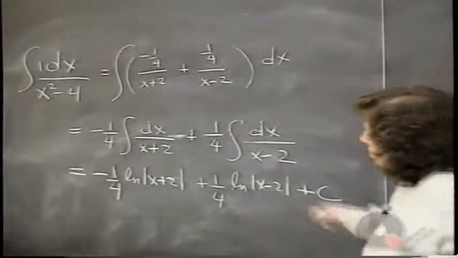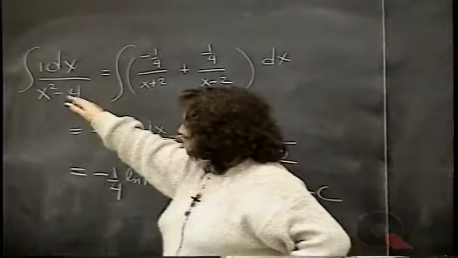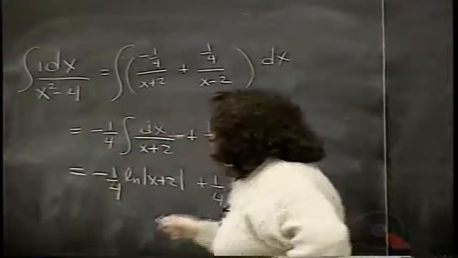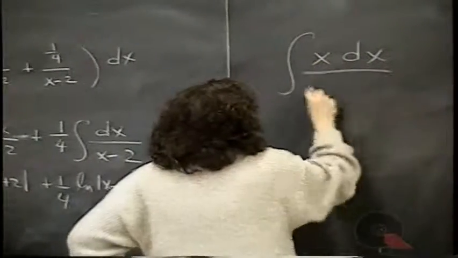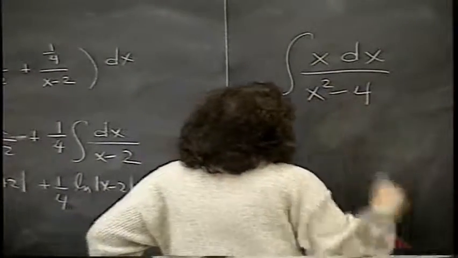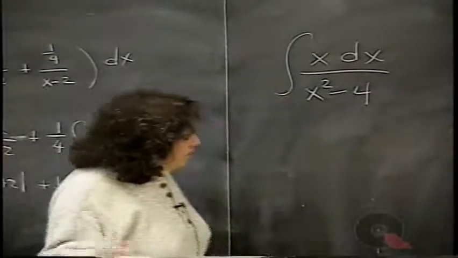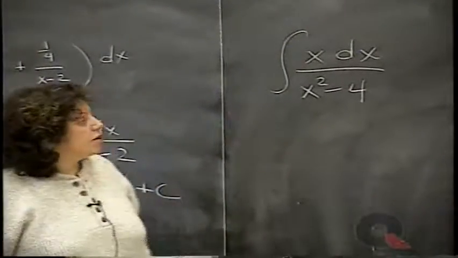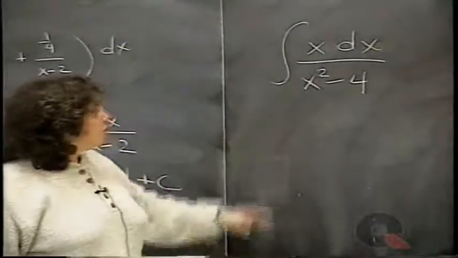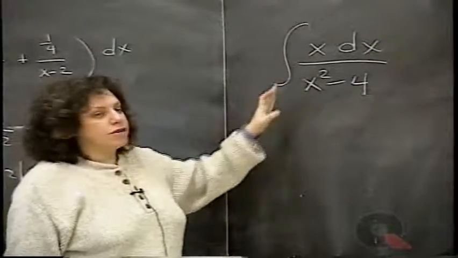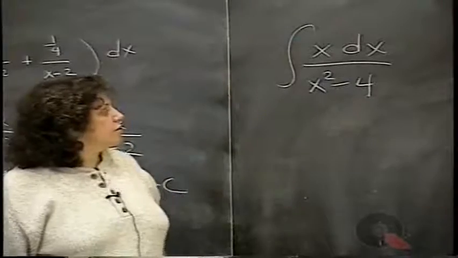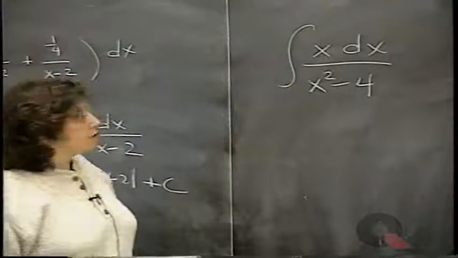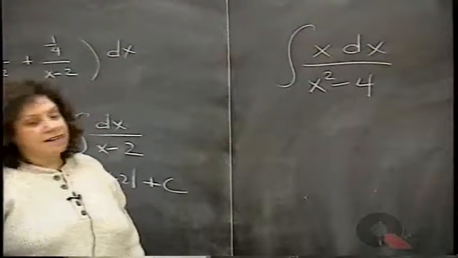Okay, so we've just done the integral of dx over x squared minus 4. Now suppose the problem had been x dx over x squared minus 4. Now, I'm not going to say that you can't do this by partial fractions. You could. You could do the same procedure, x over x plus 2 times x minus 2, and break it up to a over x plus 2 and b over x minus 2, just like we did before and solve for a and b, but that's silly.